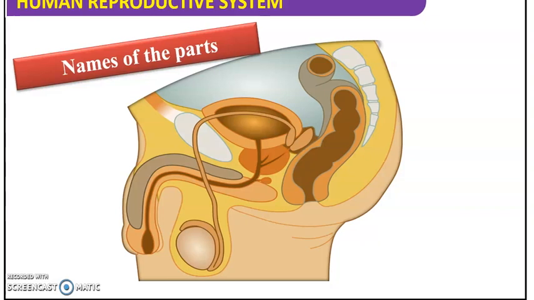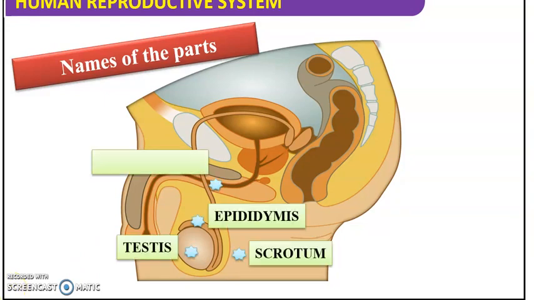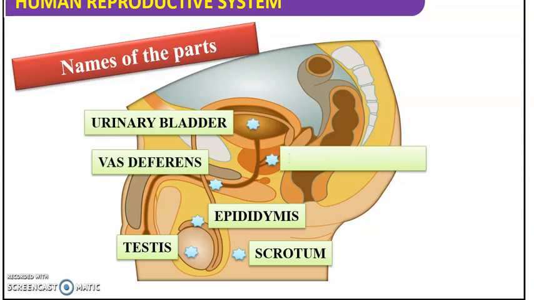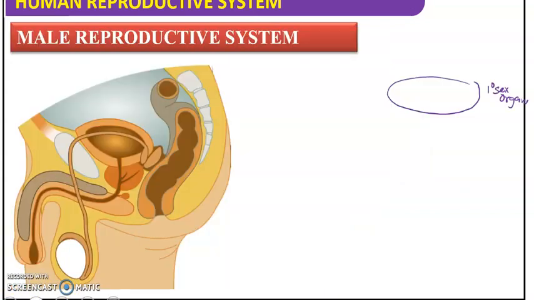So the parts in the male reproductive system include, let us start and see each and every part in detail. They include our scrotum, testis, epididymis, vas deferens, urinary bladder, prostate gland, seminal vesicles, anus and penis. So these are all the various parts that are present in the male reproductive system.